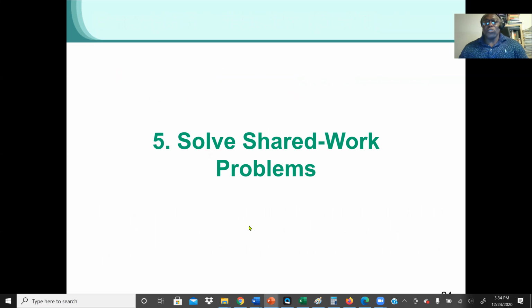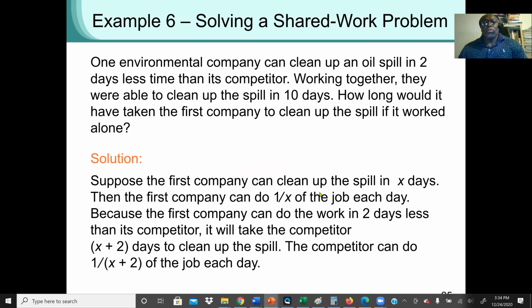Our final application problem is solving work problems. The question says: one environmental company can clean up an oil spill in 2 days less time than its competitor. Working together, they were able to clean up the spill in 10 days. How long would it have taken the first company to clean up the spill if it worked alone?